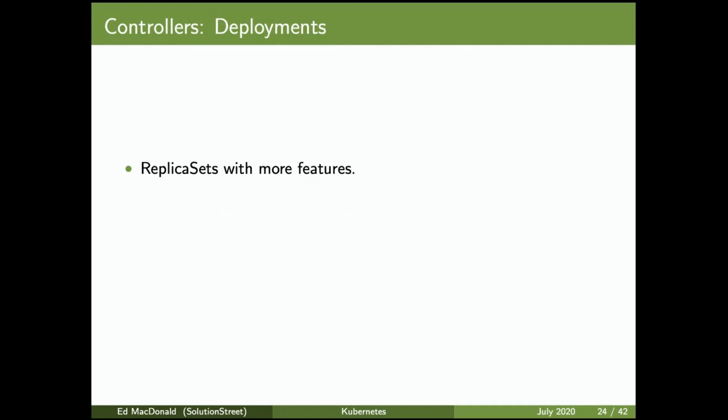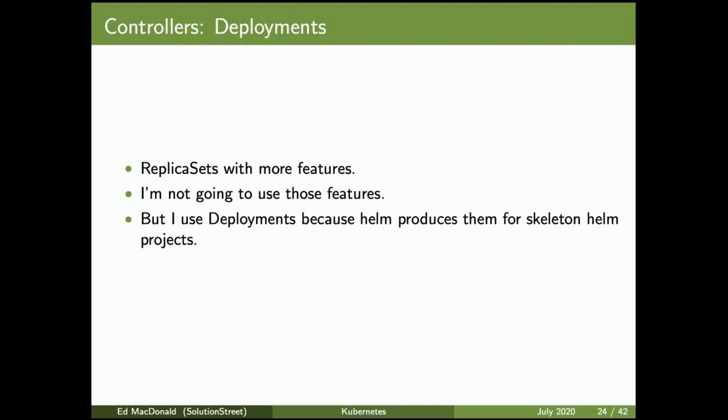So the next controller we're going to talk about is deployments. A deployment is just a replica set with more features. I'm not going to use any of those extra features. However, I am going to use deployments because of a tool we're going to talk about pretty soon called Helm, that I use to create Kubernetes deployments.